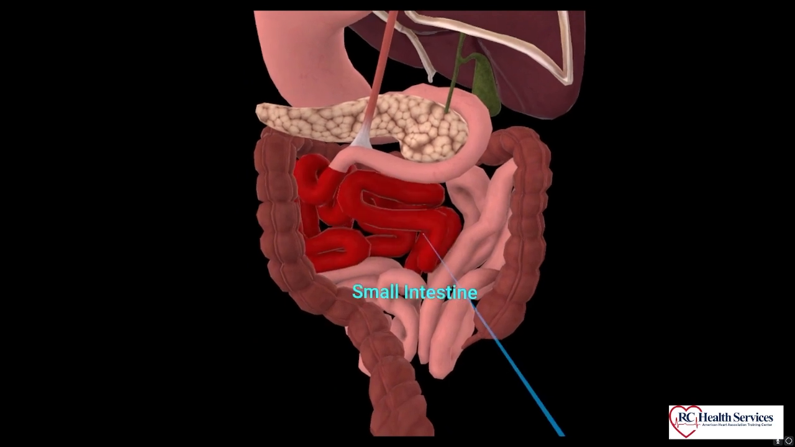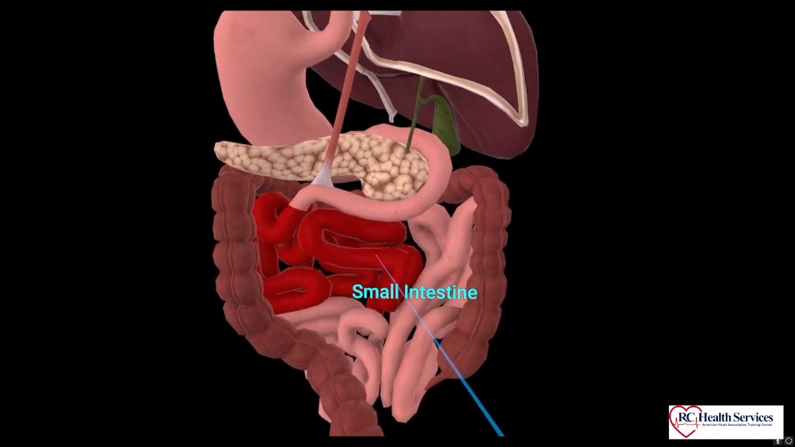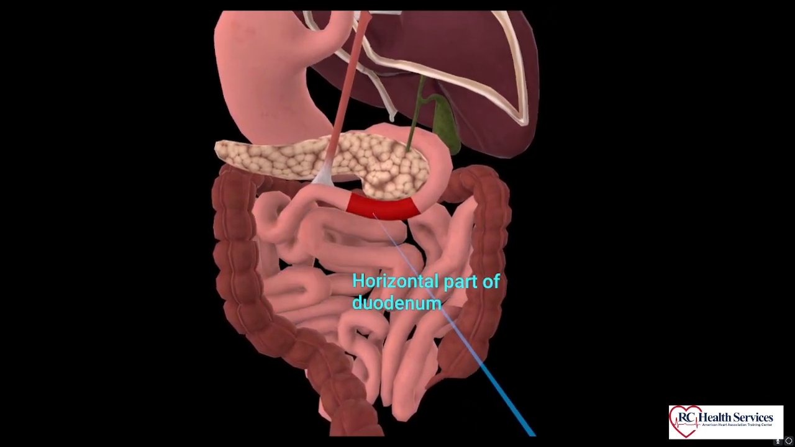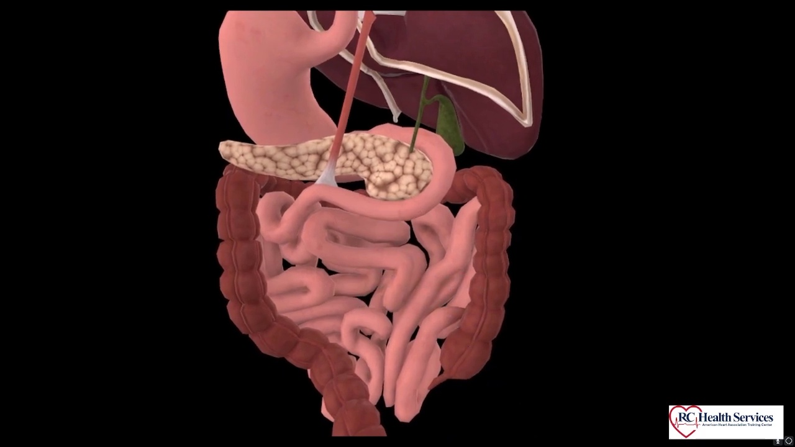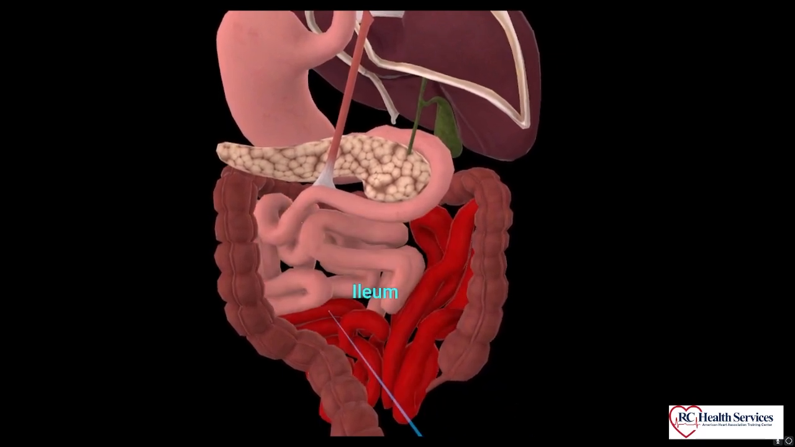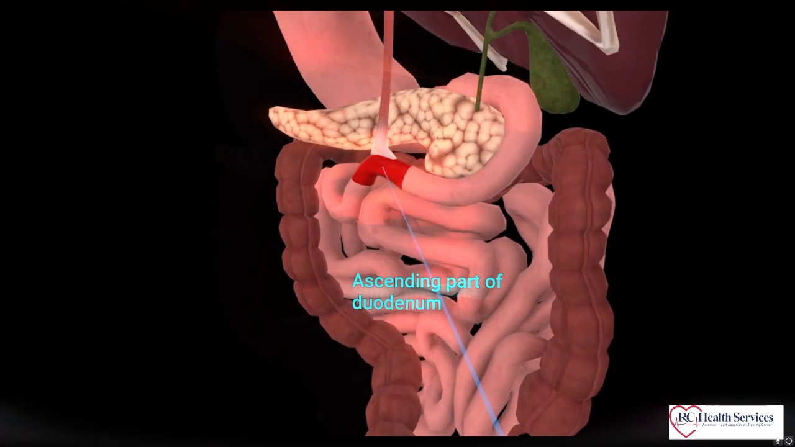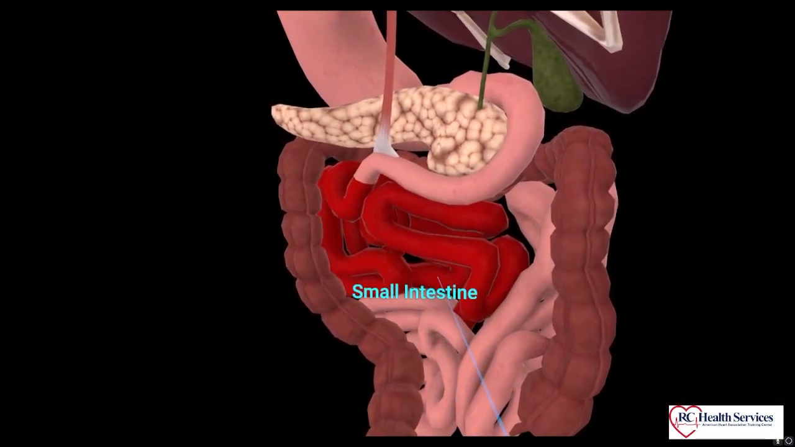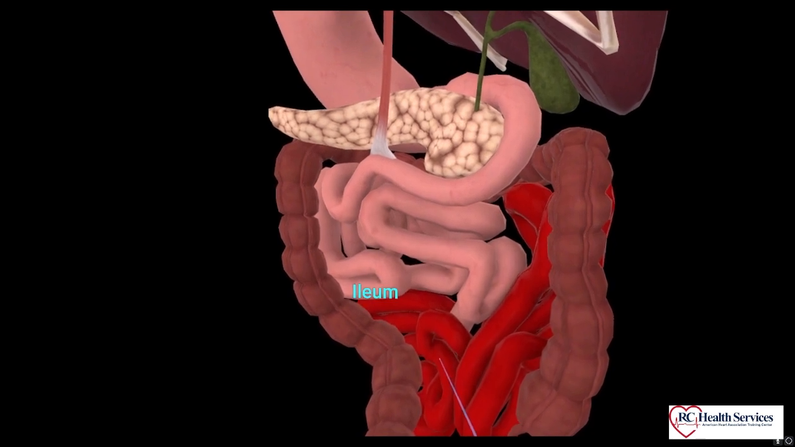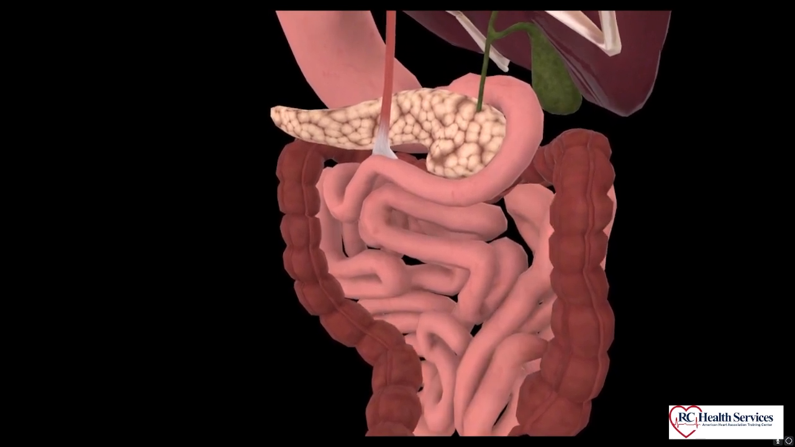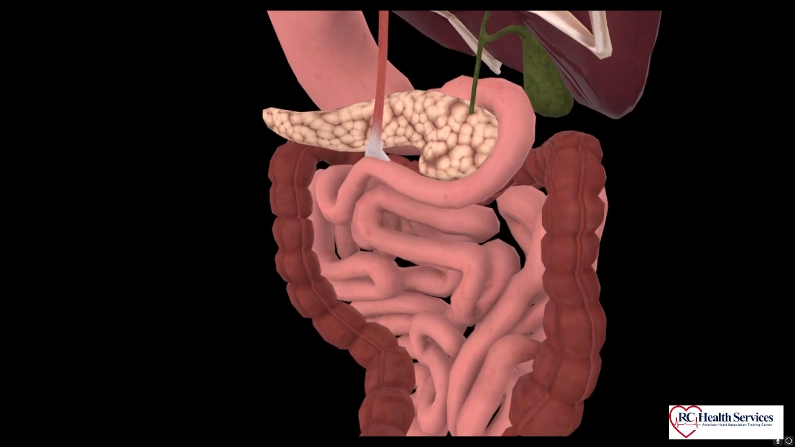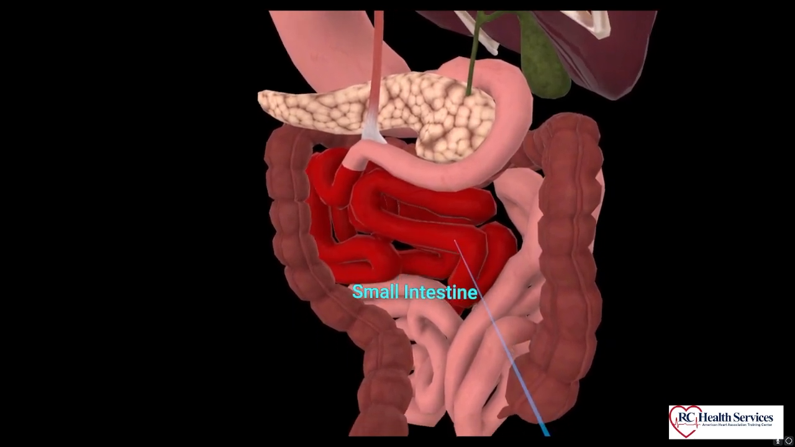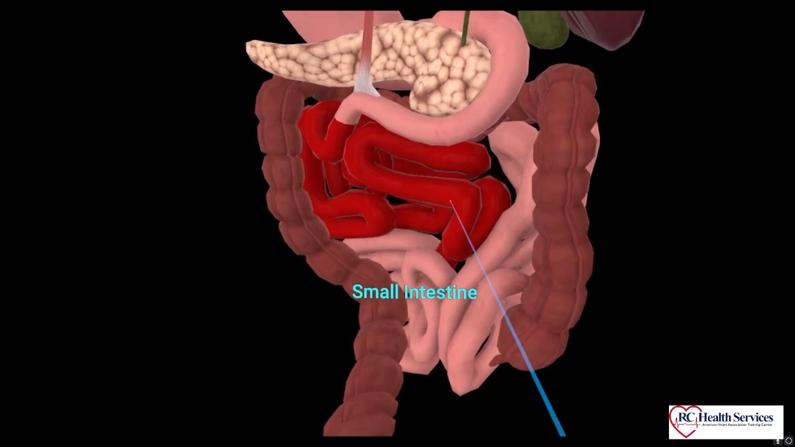From the stomach, we will enter the small intestine. There's 3 different sections of the small intestine. We have the duodenum, and then the middle section is going to be the jejunum. That's going to kind of be that middle part.